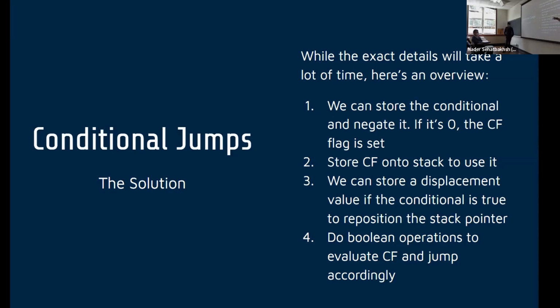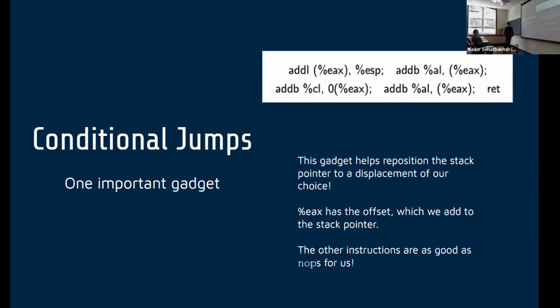Then we store the control flag into the stack. We have a gadget for that. And then we can store a displacement value, based on the condition, to take the stack pointer to. And we saw how we can do a jump. Then we do Boolean operations on the control flag and do a jump accordingly. One important gadget is a way that we can add a value to the stack pointer based on the displacement value we want.